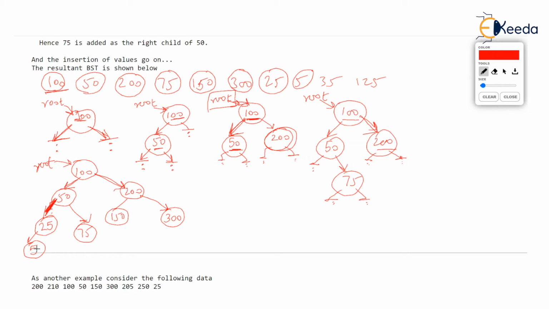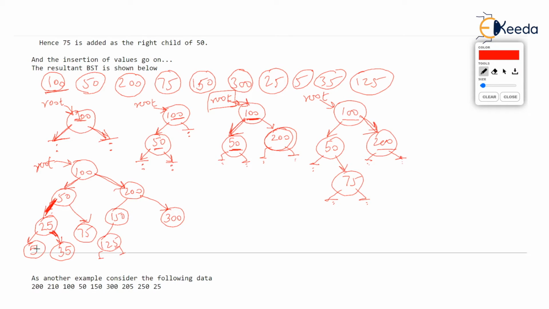Next value is 35. 35 is less than 100. So visit the left of 100, which is 50. 35 is again less than 50. So visit the left of 50. But 35 is greater than 25. The right of 25 is null right now. It is empty. We have got a vacant place here. So 35 goes to the right of 25. Last value is 125. 125 is going to go to the right of 100, but left of 200, but left of 150. That's where 125 will be added.